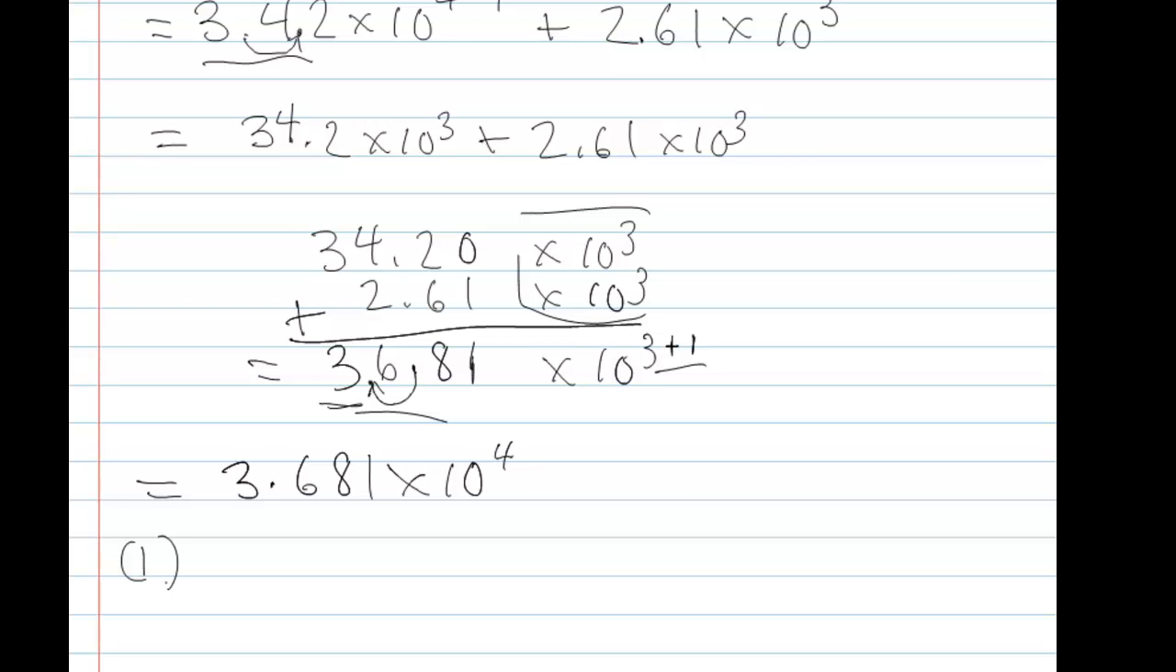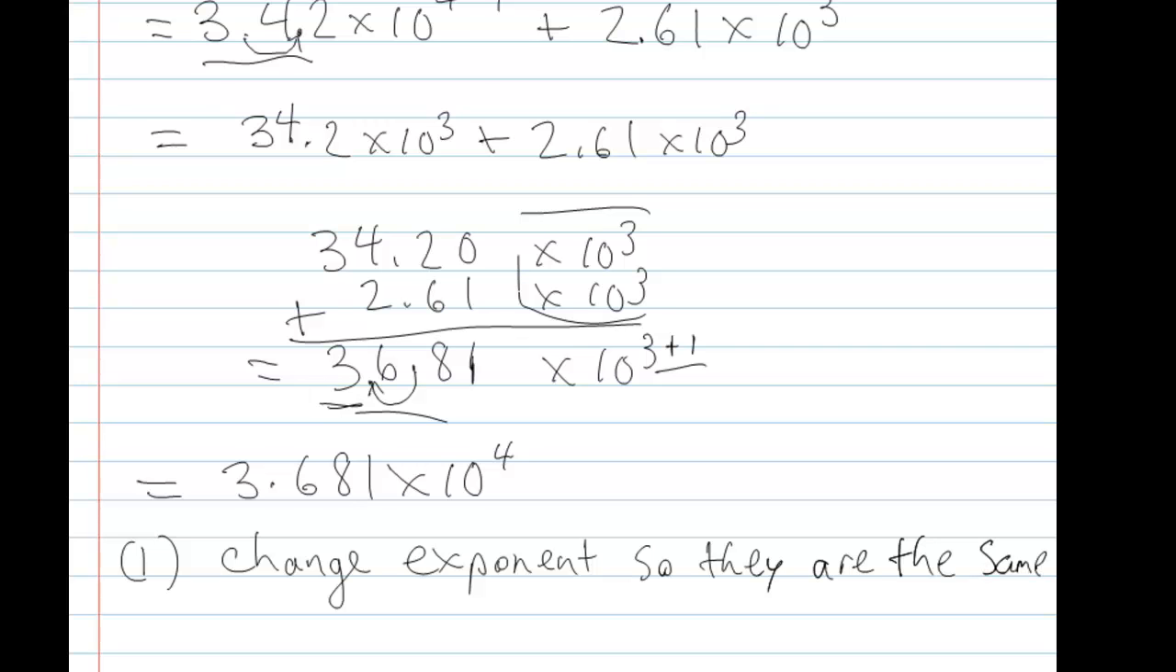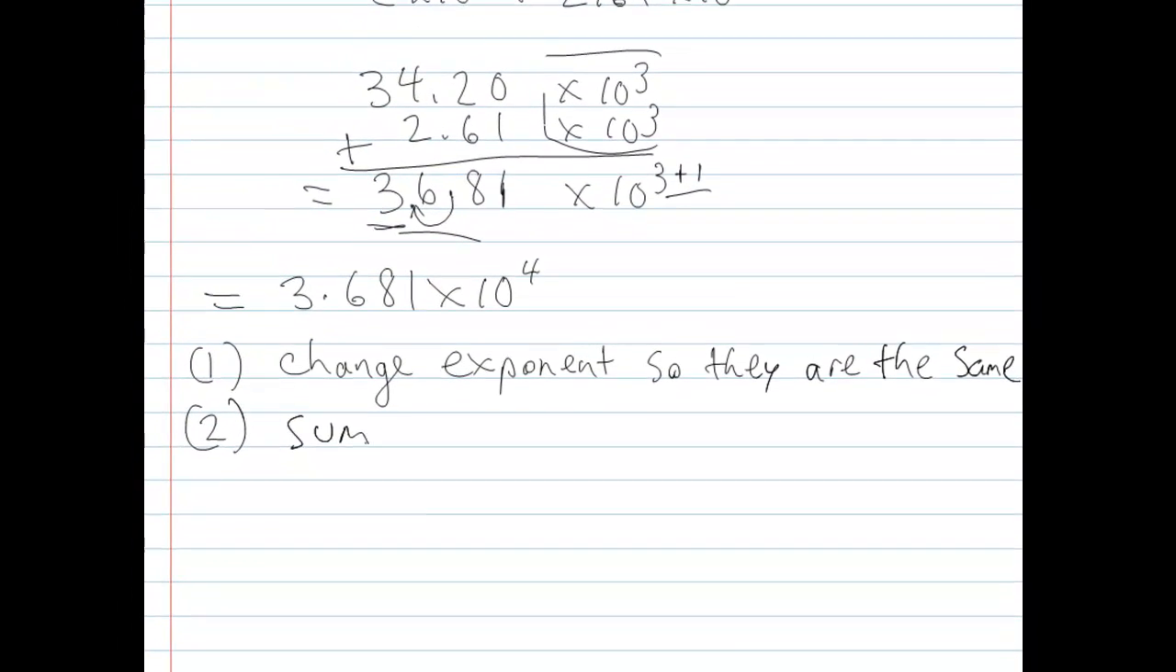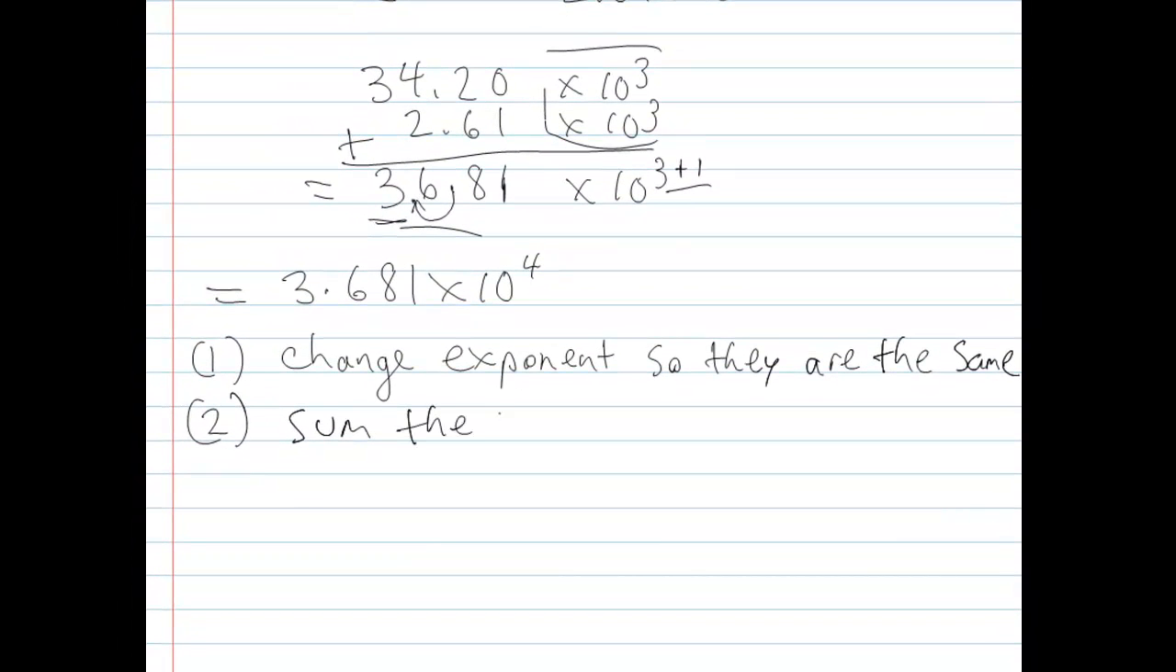So to summarize, just briefly, the first thing that I had to do was to change the exponents so they are the same. That's what I did with all this business up here. Second step, I can sum them. Sum the bases basically, leaving the 10 to the x factor. So basically that was my 10 to the 3.